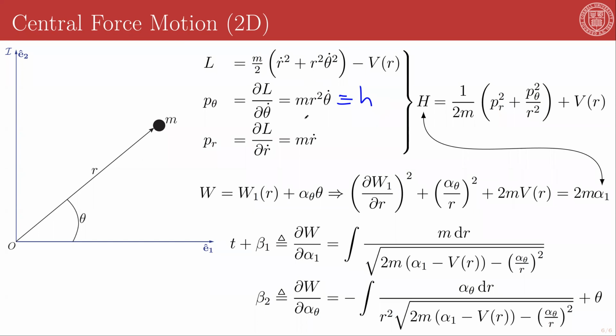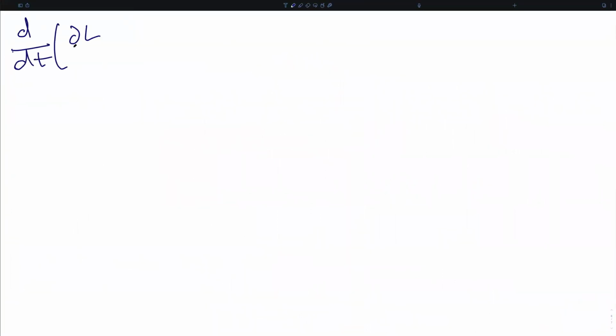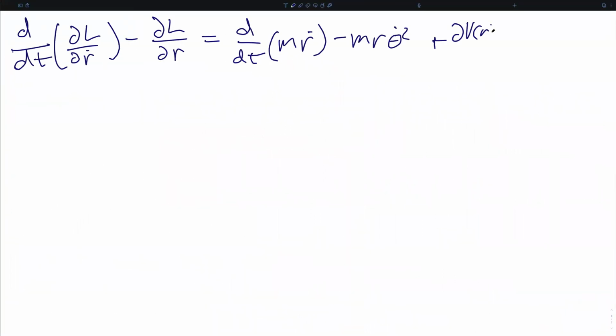We are now going to apply the Euler-Lagrange equations and write the time derivative of the partial of the Lagrangian with respect to the time derivative of our first generalized coordinate r, minus the partial of the Lagrangian with respect to the same generalized coordinate, is all equal to 0. And that works out to the time derivative of mr dot minus mr theta dot squared plus the partial of our potential function with respect to r.